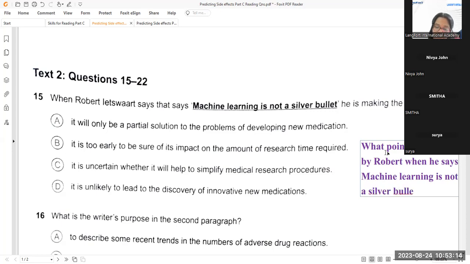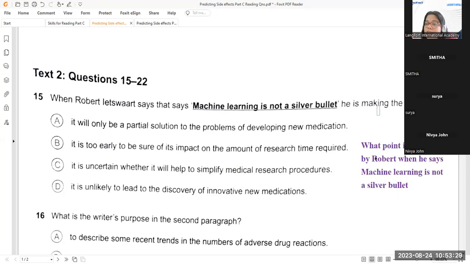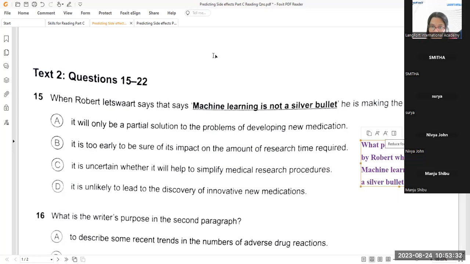So let me tell you one thing. If I say, the new policy is not a silver bullet to deal with the issues, or, for example, the new traffic rule is not a silver bullet to take care of all the problems, what do I mean by that? What do I mean when something is not a silver bullet? Not enough. Very good. When you say something is not a silver bullet, this is not a complete solution to a problem.